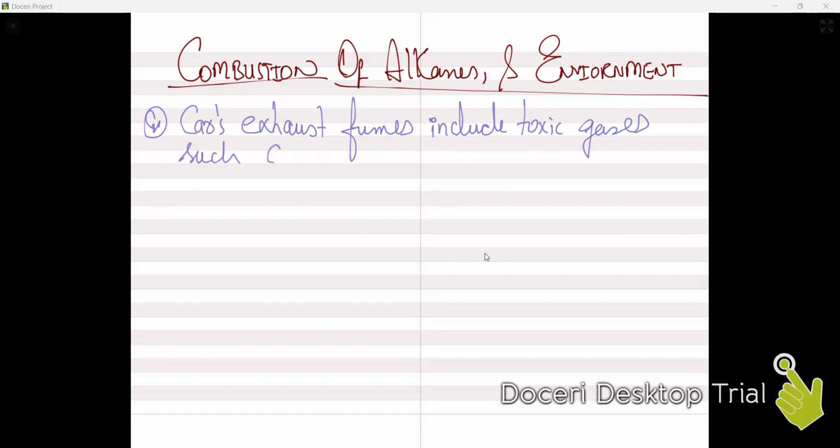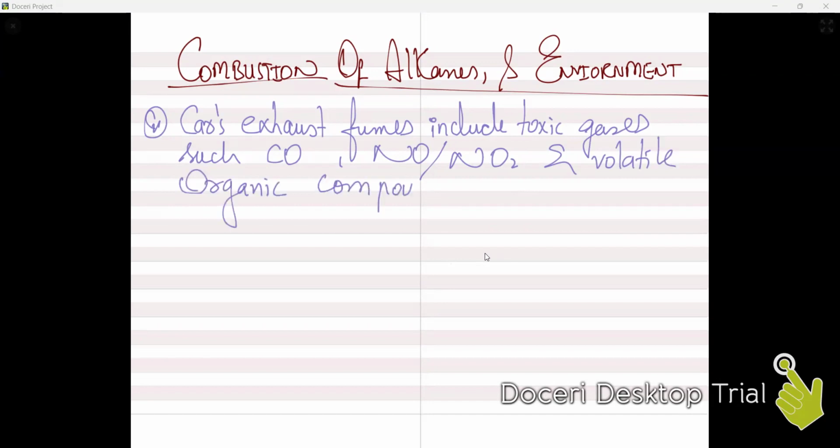What toxic gases are we talking about? We are talking about carbon monoxide, oxides of nitrogen, nitrogen monoxide, nitrogen dioxide, and volatile organic compounds. What do we say about volatile organic compounds, VOCs in short? When they are released in the atmosphere, they cause damage to the atmosphere.